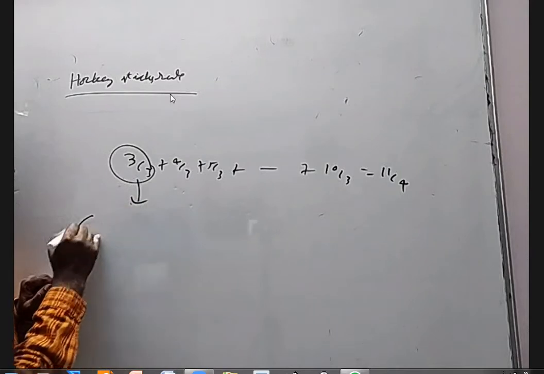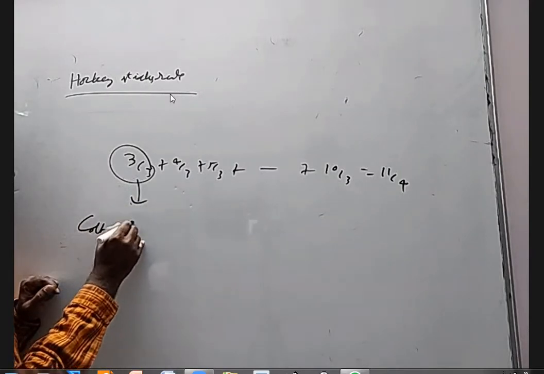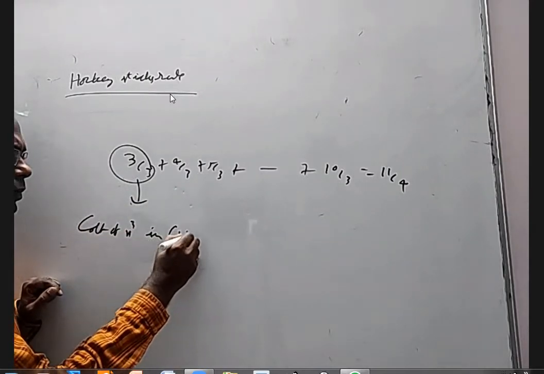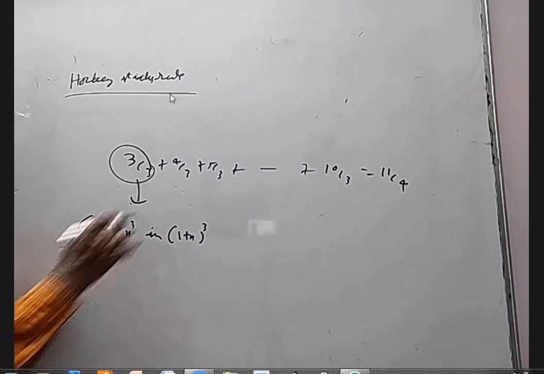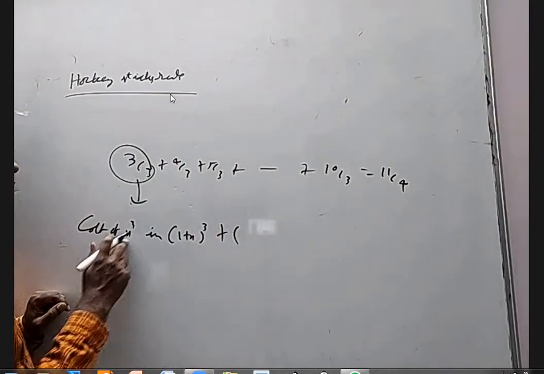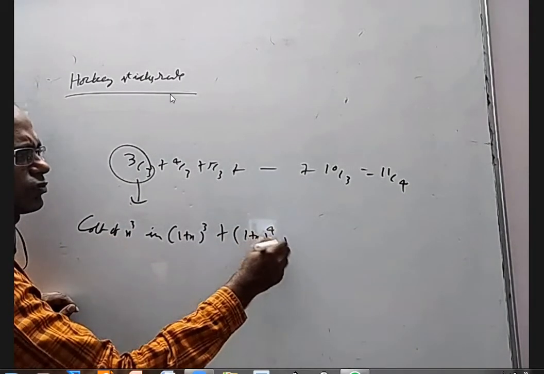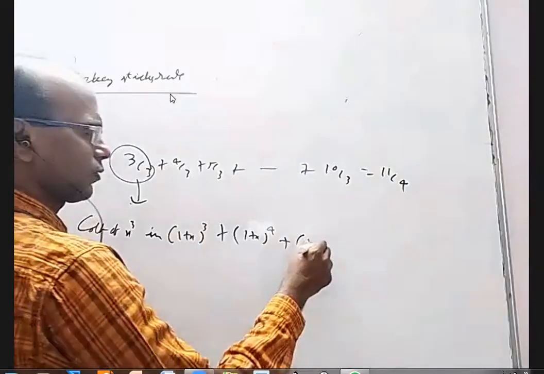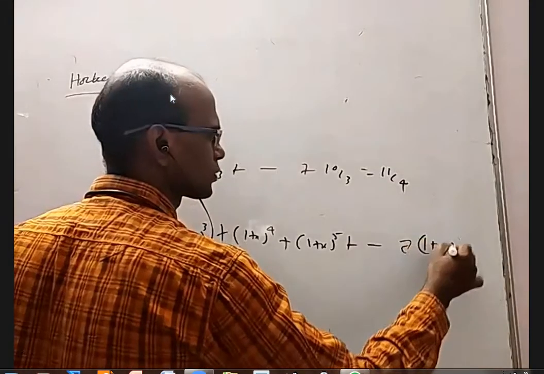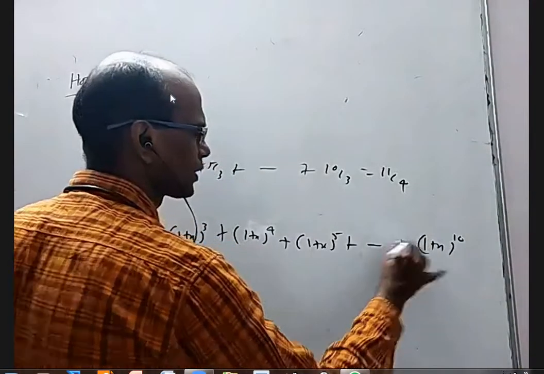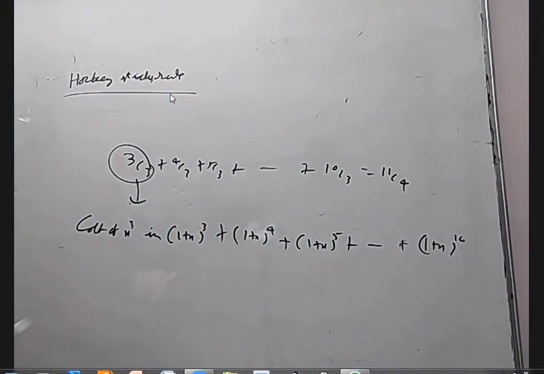This 3C3, can I write it as the coefficient of x cube in (1 plus x) whole cube? This 4C3 is the coefficient of x cube in (1 plus x) whole power 4. 5C3 is the coefficient of x cube in (1 plus x) whole power 5. 10C3 is in (1 plus x) whole power 10. So the given question is the coefficient of x cube in the sum of all these binomials. Am I correct? Yes. Okay.